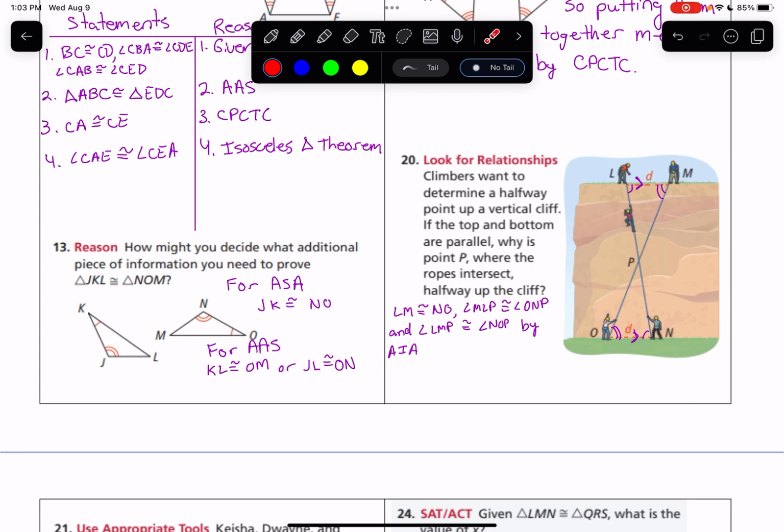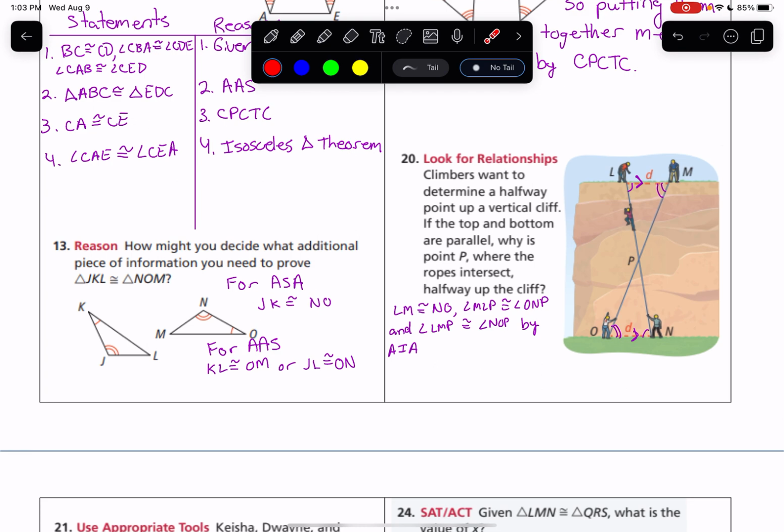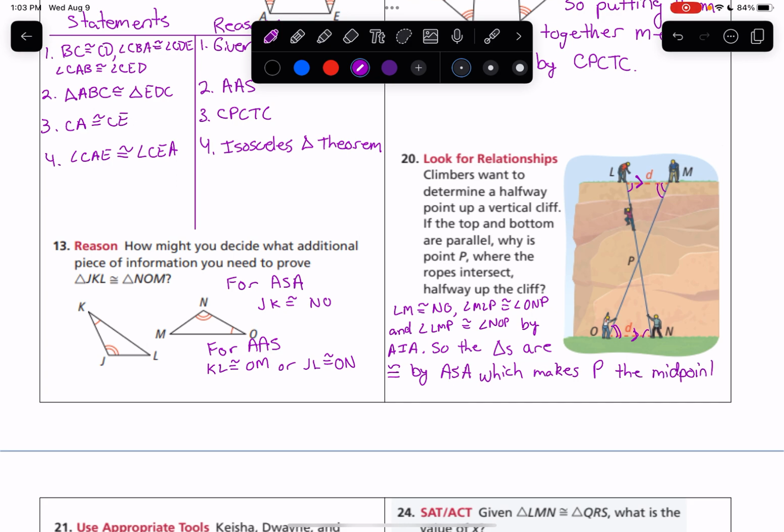And now that I know that, take a look at my triangles. I have angle, side, angle congruence. So now I know that the triangles are congruent by angle, side, angle, which makes point P the midpoint of both those lines, right? If this is congruent to this, then P is the midpoint. If MP is congruent to OP, then P is the midpoint. So which makes P the midpoint of both lines.